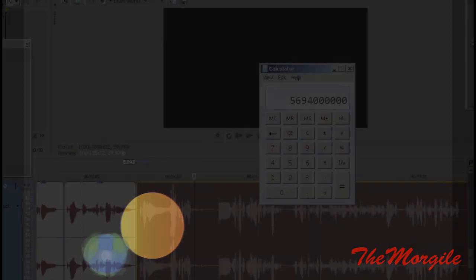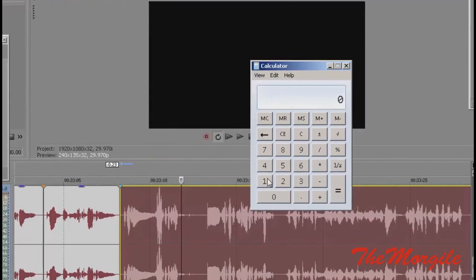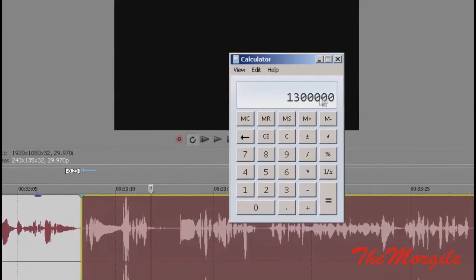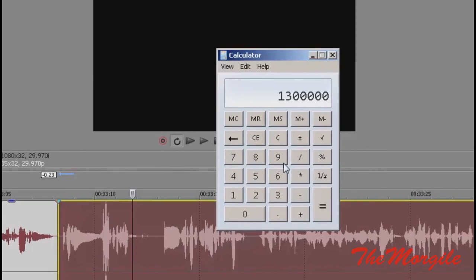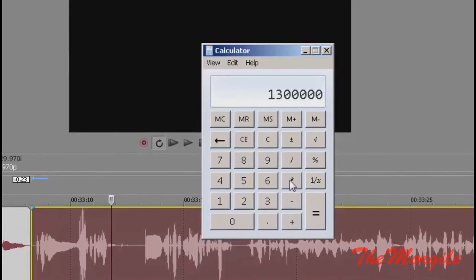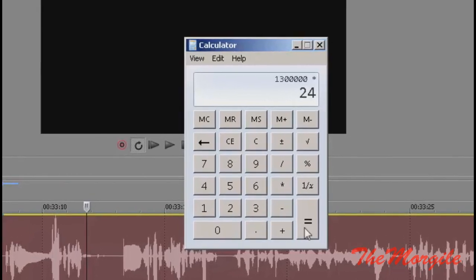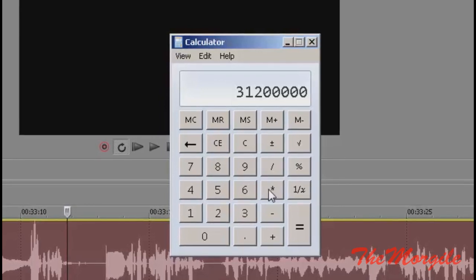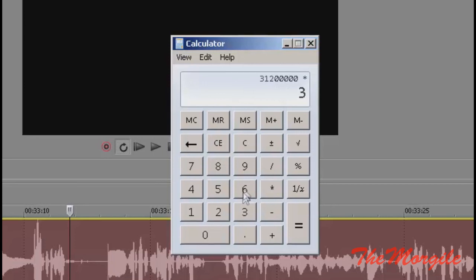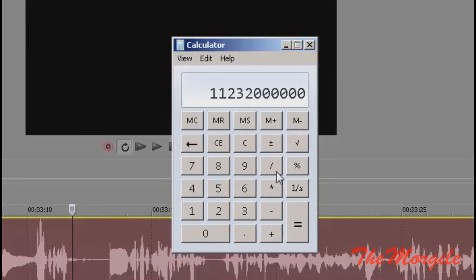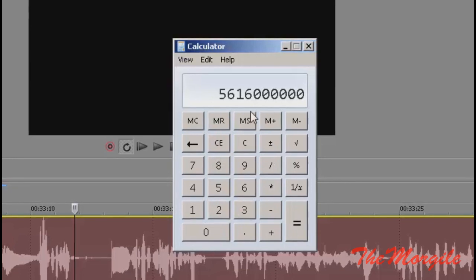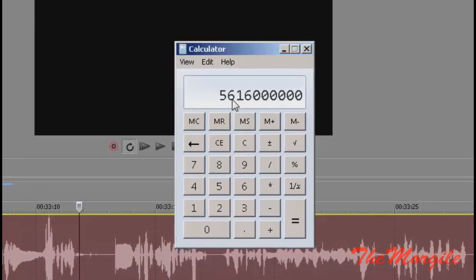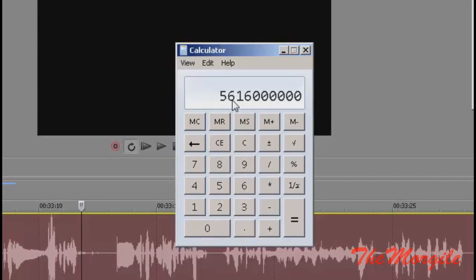Let's see. Okay, so we'll do 1,300,000 miles an hour times 24 in a day. That's 31,200,000 miles in a day. And we'll just do 365 divided by 2 for 6 months. That's 5,616,000,000 miles in 6 months around a curve.